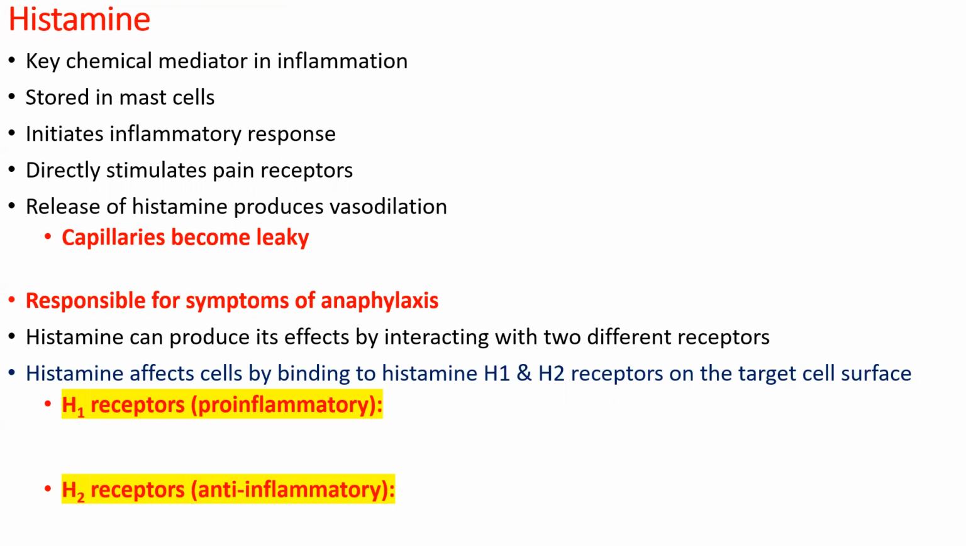So the histamine, there are two different types of histamine receptors. So before we get to the different types of histamine receptors, the release of the histamine will produce vasodilatation.